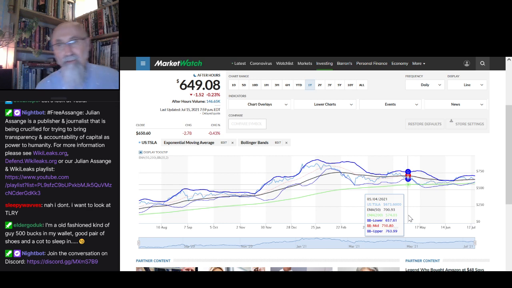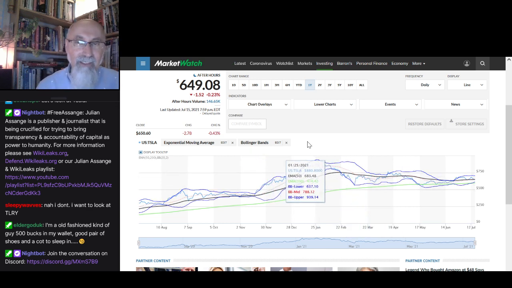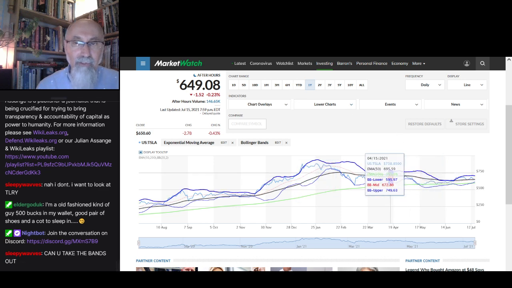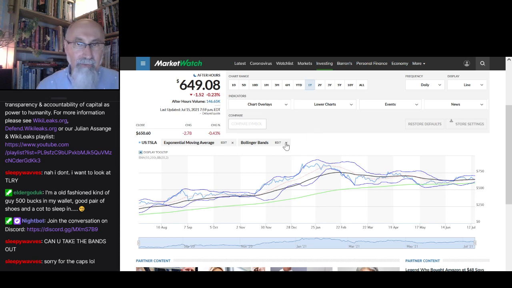Okay. Now, since we got Tesla up, let's zoom in closer. So we're going to cut this in half now and look at the 6-month. Can you take the bands out? Sure. Let's take the bands out. And here's the bands, right?